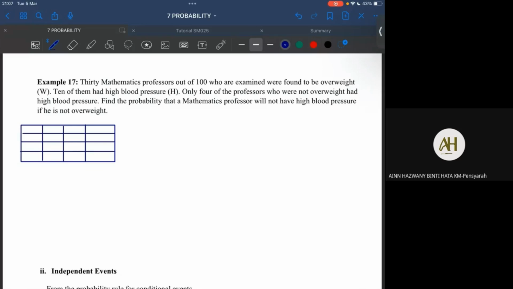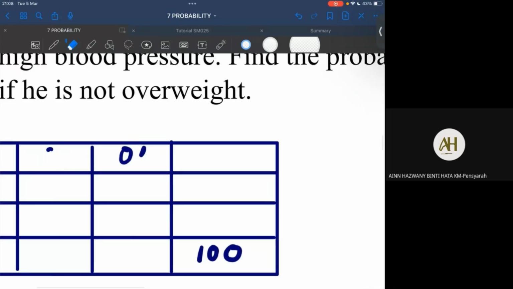Okay, so that's it. So kita ada overweight, not overweight. Kita ada high blood pressure, no high blood pressure. 30 mathematic professors. Okay, baca. Dia saja dia tulis 30 dekat sini supaya dia confusekan kamu. Okay, 30 mathematic professor out of 100. So 100 ialah total semuanya. Who are examined were found to be overweight. Okay, so sorry, dia tulis W dekat situ. Kau balik ni W.